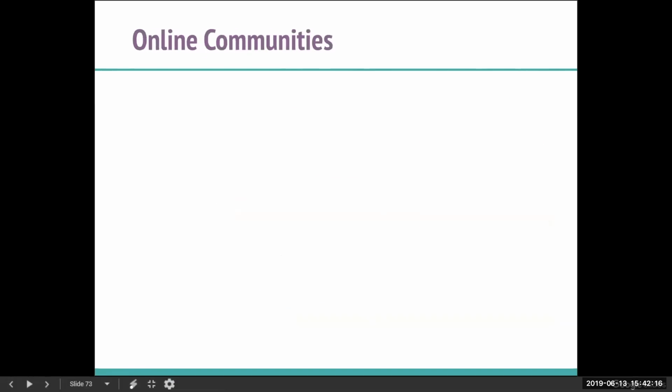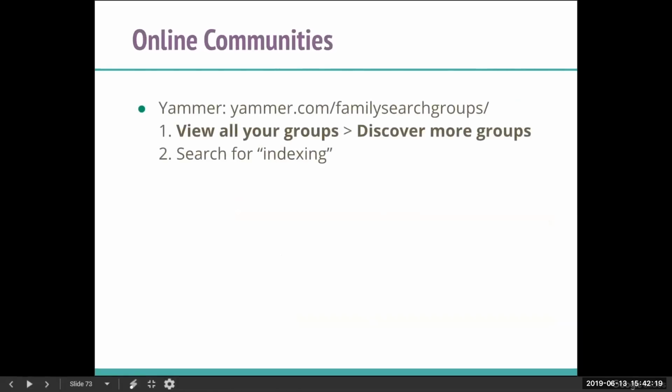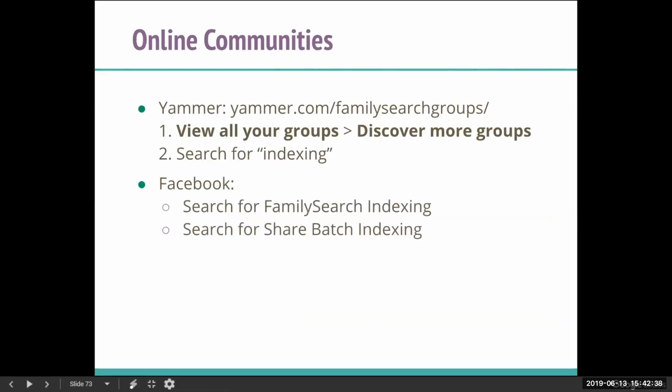So what about online communities? We've got Yammer, which is an amazing community. You can go to this URL and then choose View All Your Groups, Discover More Groups, and search for indexing. We've got Facebook, which I mentioned earlier. There's the generic Facebook indexing group, which you can just search for. And then there's the group that's specifically dedicated to sharing batches. So if you've got a batch number and you want that group to take a look at it, then that's where you would post that number.